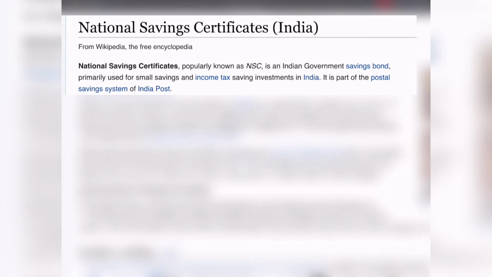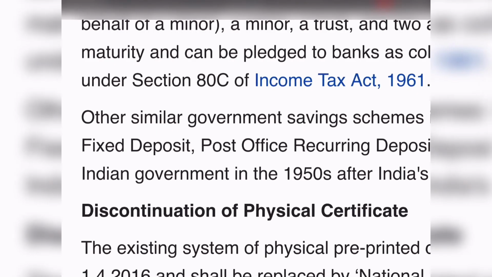Now let's have a look at National Savings Certificate. It is an Indian government savings bond primarily used for small savings and income tax saving investments in India. It is a part of Postal Savings System of India Post. People purchase National Savings Certificate because it saves your income tax under Section 80C of the Income Tax Act of 1961.